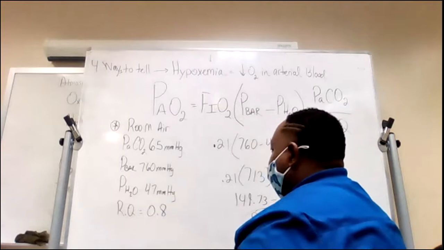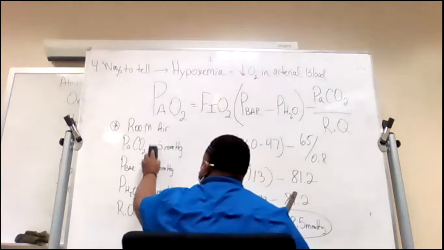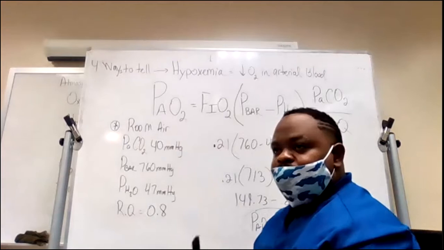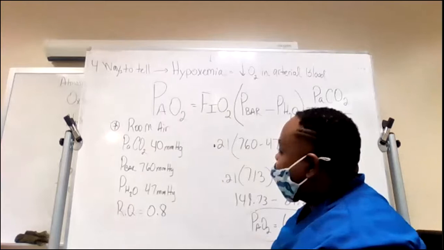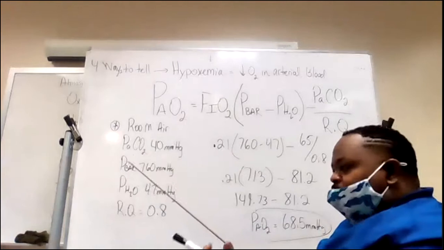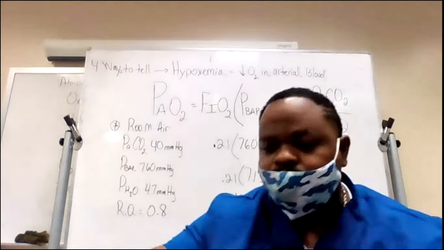And normal CO2 would be what? 40. And normal oxygen that you should be breathing in without any help is room air, which is 21%. When you have all normals, you get a PAO2 of 100. When you get something less than that with normals, something's not right, and you won't get that unless they are barely breathing. But that's how that works.